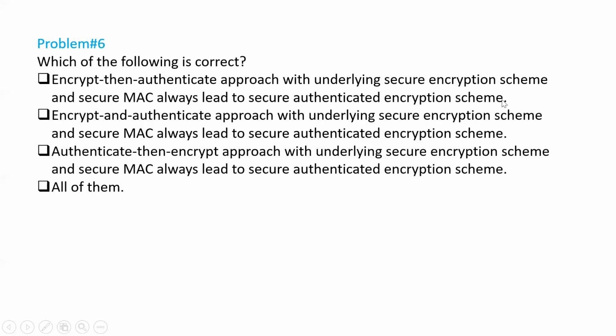Proceeding to the next question, which of the following is correct? Encrypt then authenticate approach with underlying secure encryption scheme and secure MAC always lead to secure authenticated encryption scheme. Encrypt and authenticate approach with underlying secure encryption scheme and secure MAC always lead to secure authenticated encryption scheme. And authenticate then encrypt approach with underlying secure encryption scheme and secure MAC always lead to secure authenticated encryption scheme. To comment on that, this is a very basic question.